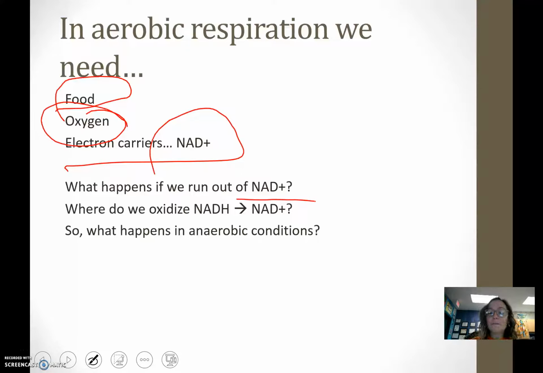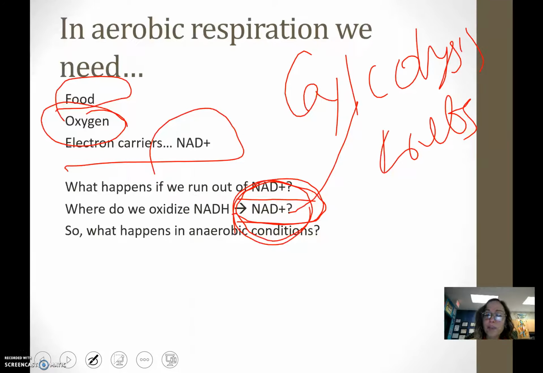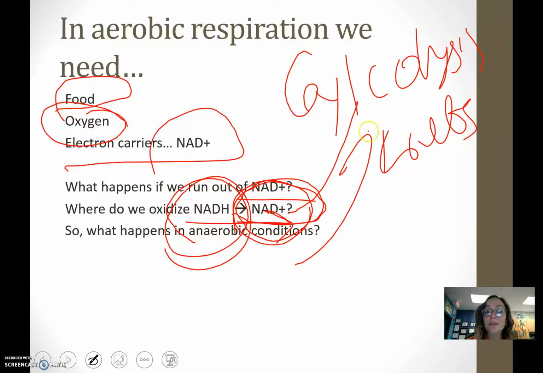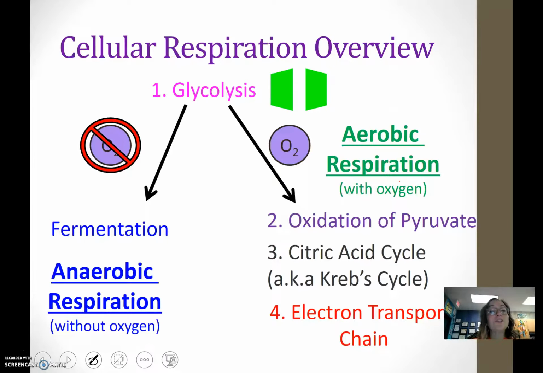If we think about it, the majority of our electron carriers are going to be oxidized at the beginning of the electron transport chain. So here, this NAD+ can be used in glycolysis, it can be used in the Krebs cycle, it can be used in the oxidation of pyruvate. But if we're not in aerobic conditions and it's anaerobic, then there is no electron transport chain. So if there's no electron transport chain in anaerobic conditions, how do we get NADH oxidized back to NAD+ so we can continue glycolysis? That's where fermentation comes into play.